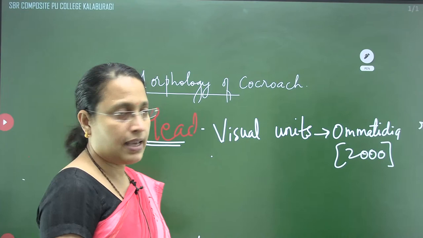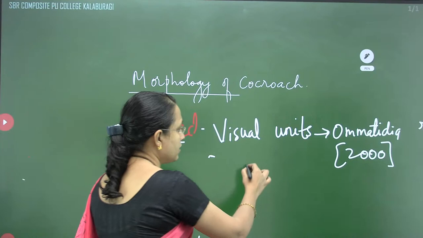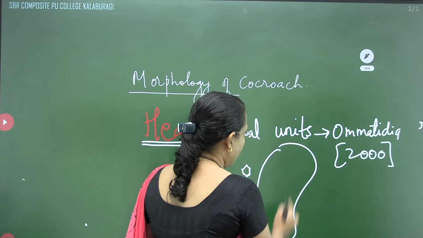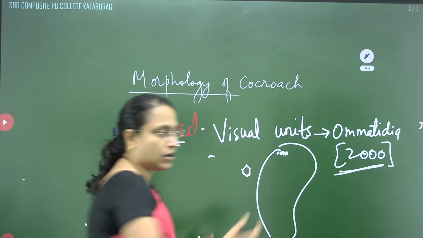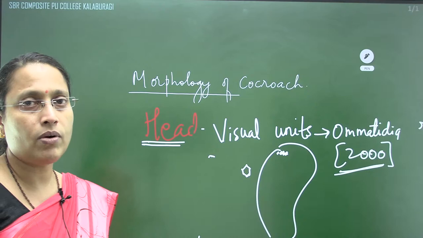These visual units are hexagonal in shape. So in a compound eye, so many such hexagonal facets or units will be present throughout the compound eyes, and the number goes up to 2000 visual units in a single compound eye.